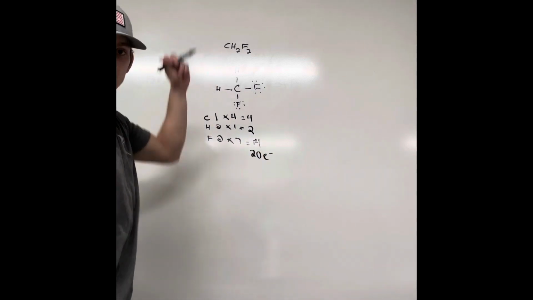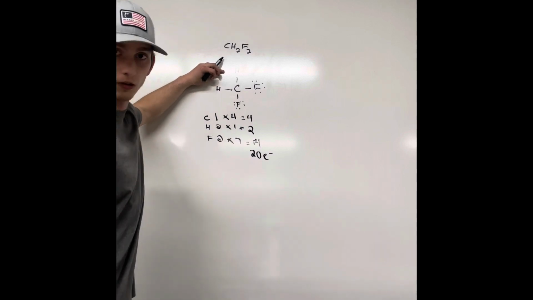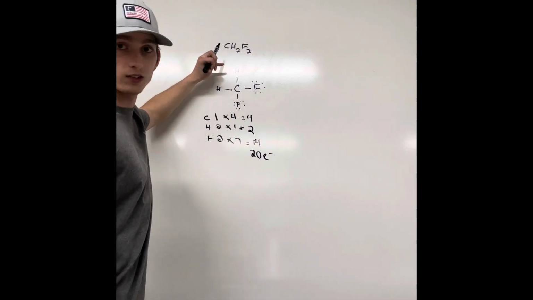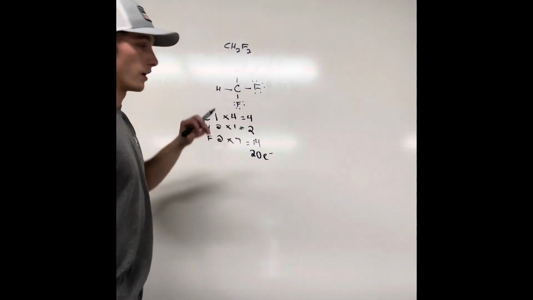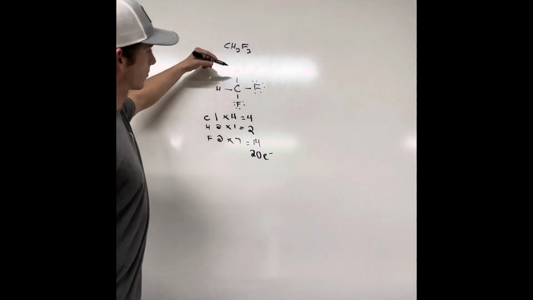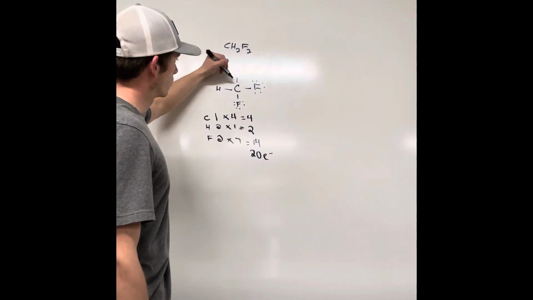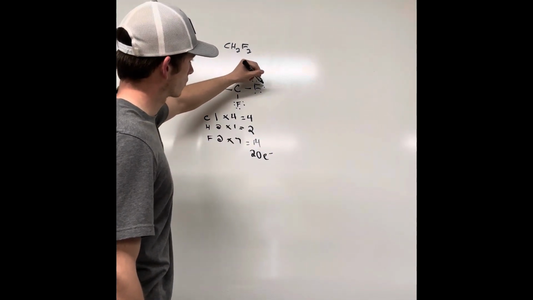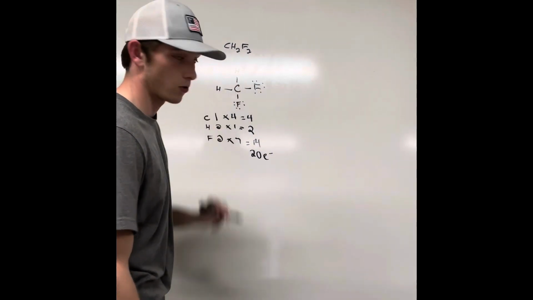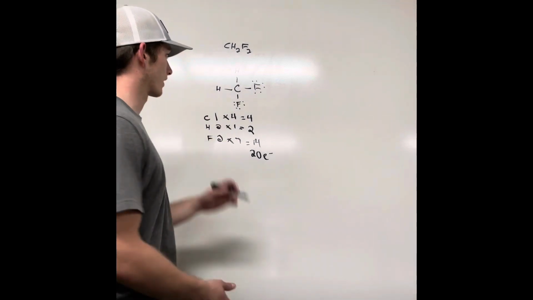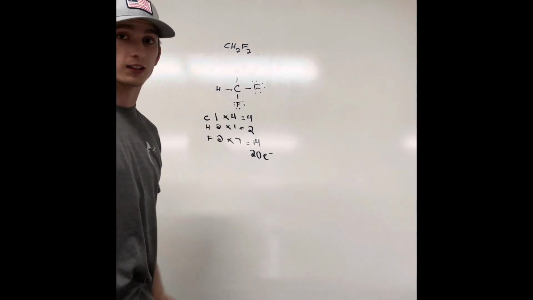So now we go back to our Lewis structure that we drew and confirm that we have 20 valence electrons on our Lewis structure. So we count, including bonds, as 2. We count 2, 4, 6, 8, 10, 12, 14, 16, 18, 20. So now we know that this Lewis structure is correct.